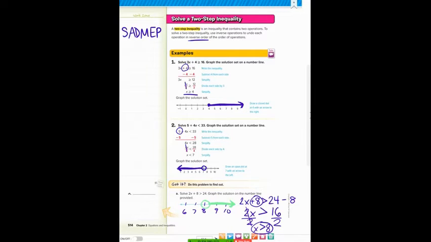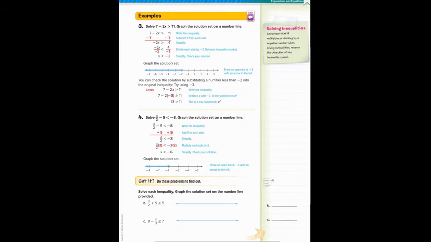Here's the graph that matches our solution. X is greater than 8. Looking at the graph, we see that x can be equal to any number as long as it is greater than 8. Let's try some more difficult examples.